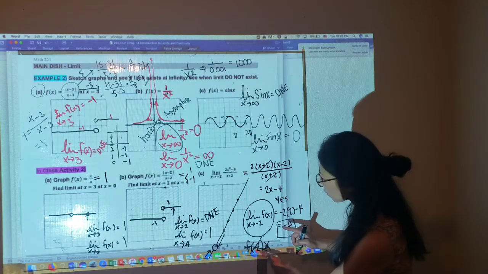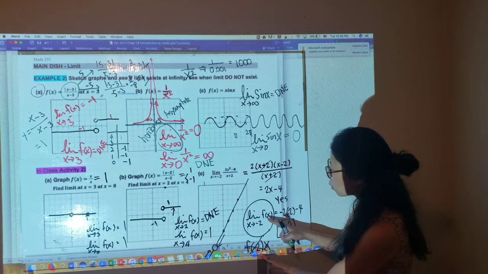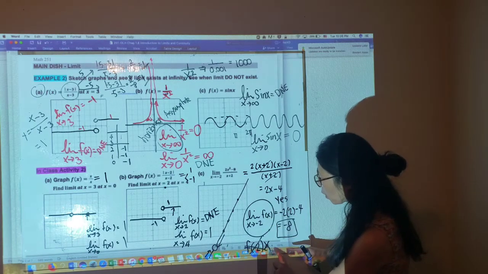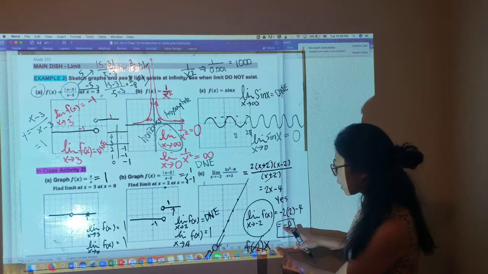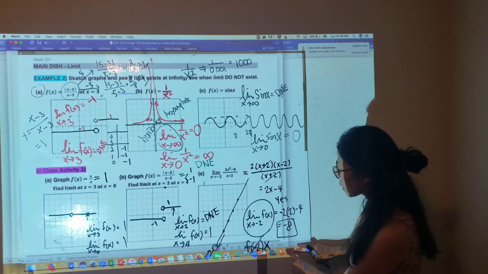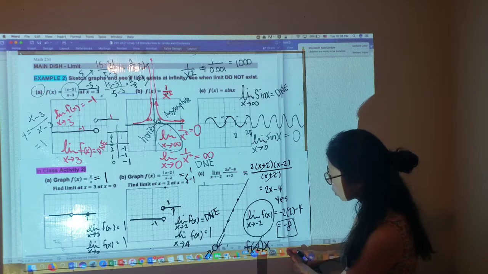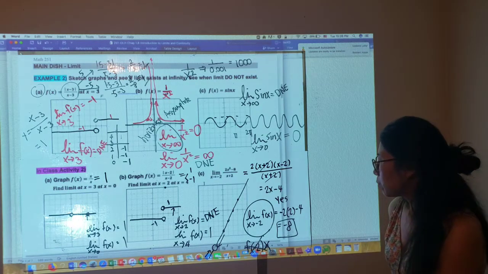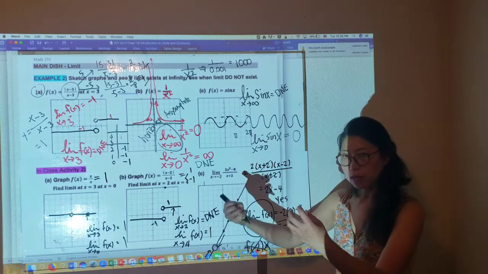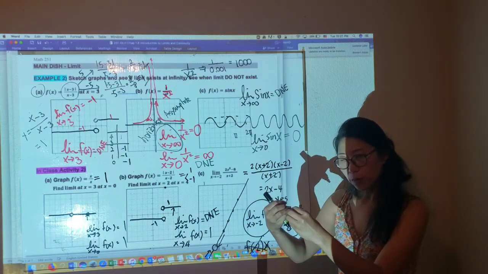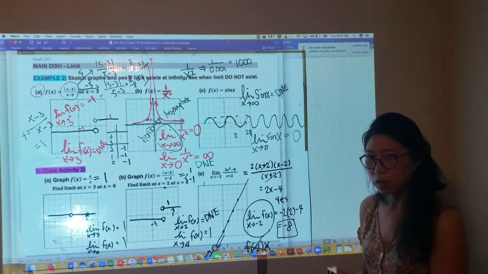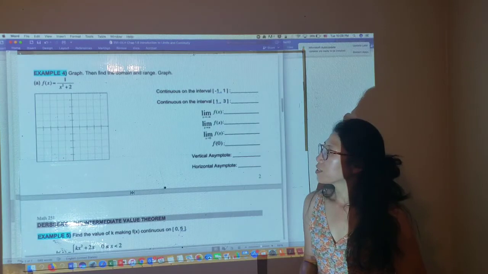Continuous means you're comparing function to limit. Your function has no value and then limit has a negative 8. So in this case, we say that it's not continuous. And what does a limit mean? Limit means left side, right side. Are they going into the same number? Then yes, limit exists. Let's start the main dish part of the example 4.